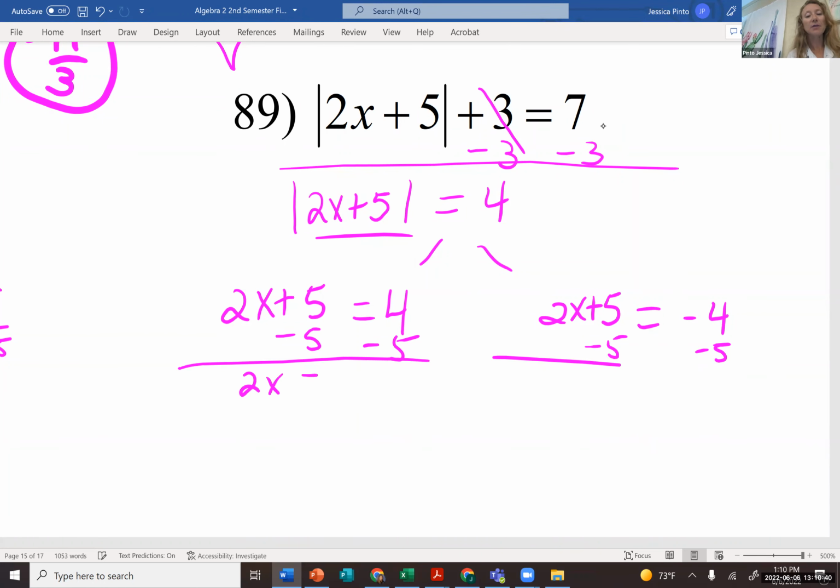I have 2x is equal to negative 1, and 2x is equal to negative 9. Dividing by 2, I got my two answers. X is equal to negative 1/2 and negative 9 over 2.